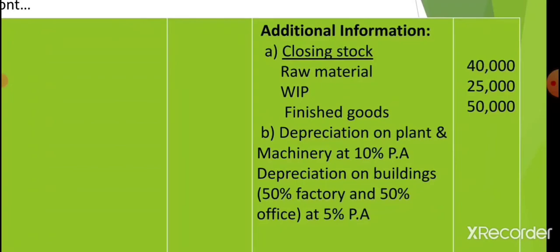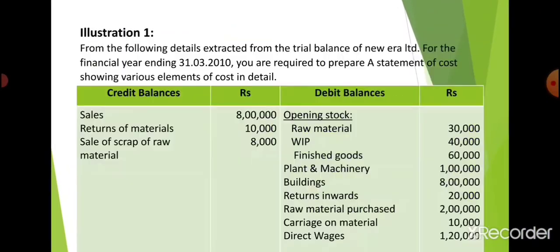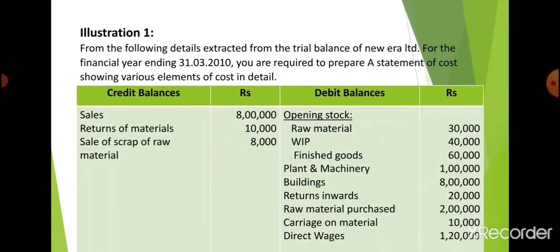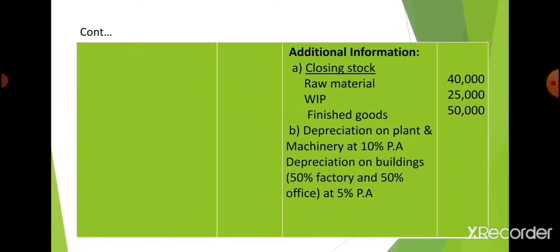So they have given the plant and machinery value. We have to take the depreciation on that at 10%. Plant and machinery are used for the production of goods, so they should be depreciated, and 10% is the depreciation rate, and it should be taken under the head factory overhead.